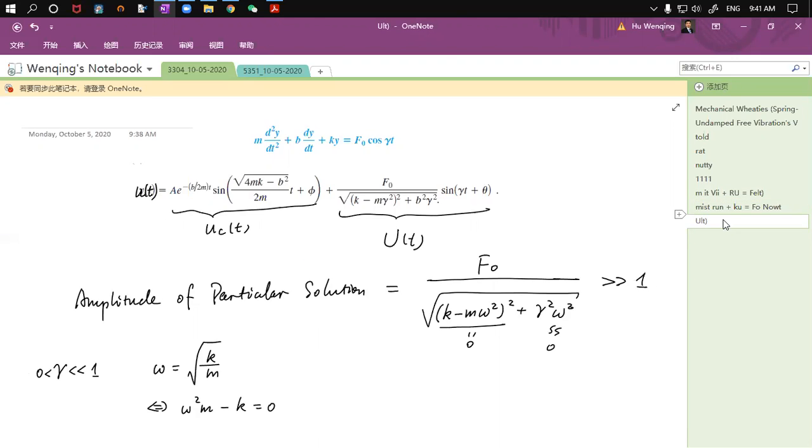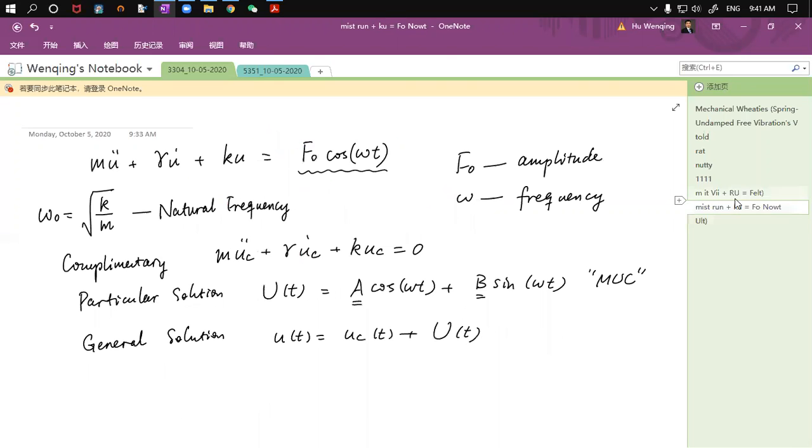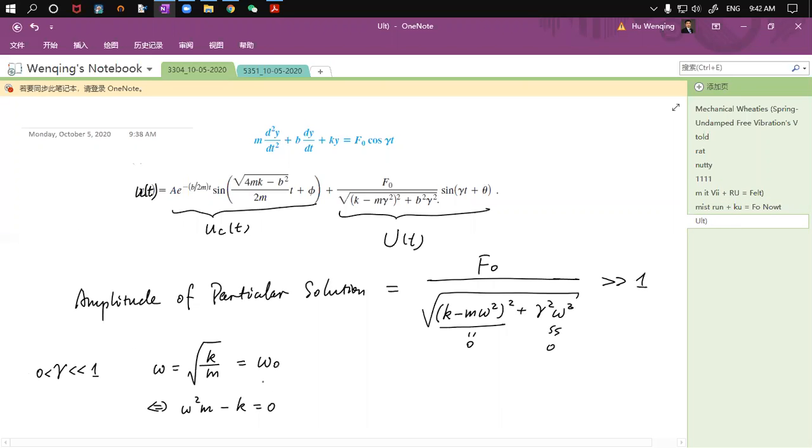If the frequency of the external forcing is equal to the square root of K over M, the natural frequency. Is that good for everybody? Okay, so basically what I'm saying is that if the omega is chosen as the natural frequency, and the gamma, remember the damping constant, is super small, in that case, the amplitude of the particular solution is going to be huge.